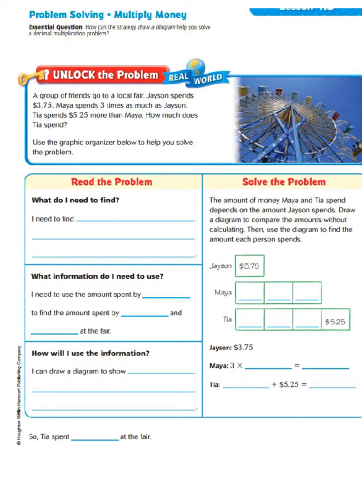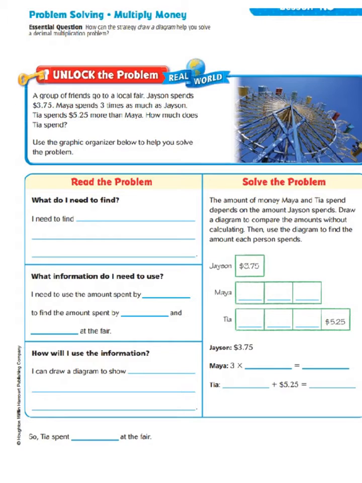So let's take a look at our word problem. A group of friends go to a local fair. Jason spends $3.75. Maya spends 3 times as much as Jason. Tia spends $5.25 more than Maya. How much does Tia spend?